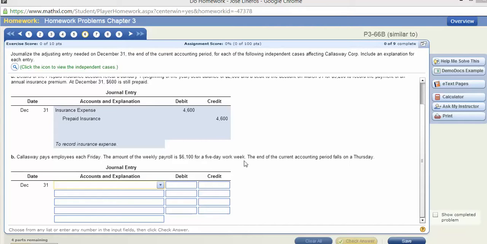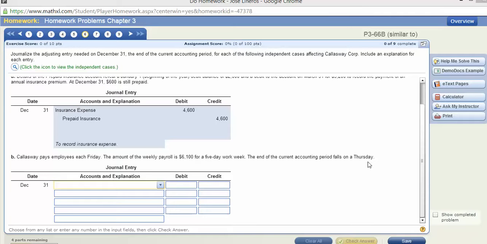What this means, the end of the current accounting period falls on a Thursday, means that at the end of Thursday, you need to publish financial statements. In order to publish financial statements, you need to accrue, you need to show the outside world that even though you have not paid salary on Friday yet, in other words, you're sitting here on Thursday and you have not paid it yet, even though you have not paid it, you do owe it.